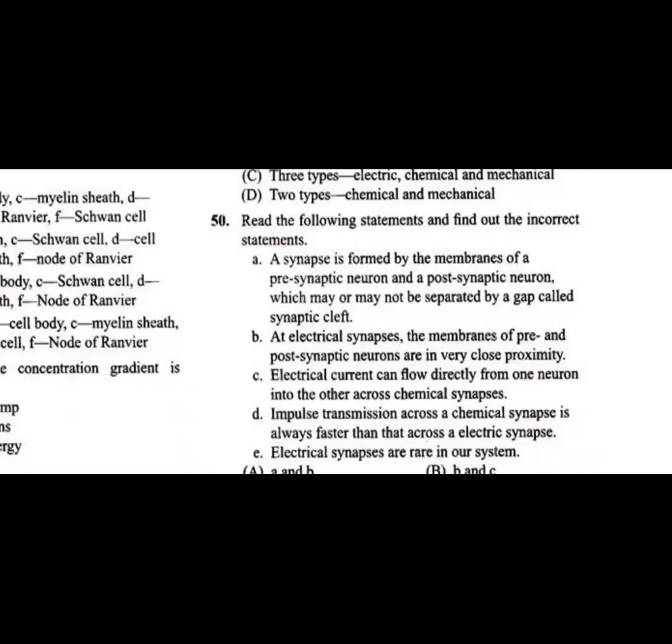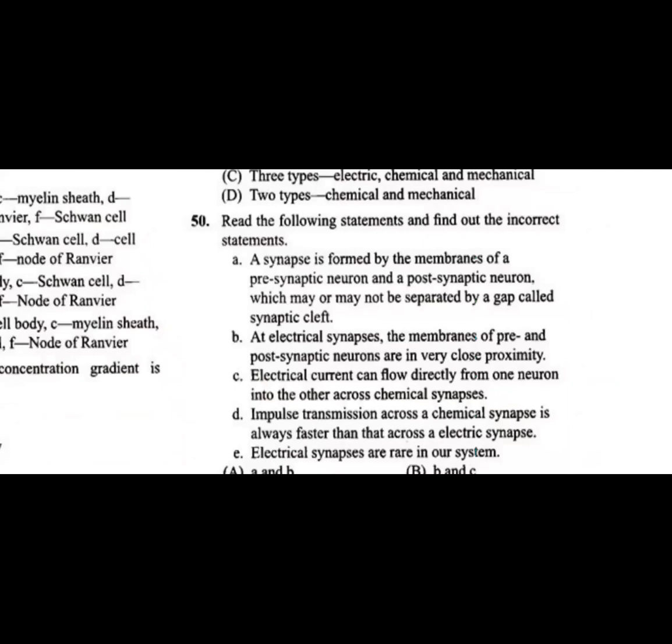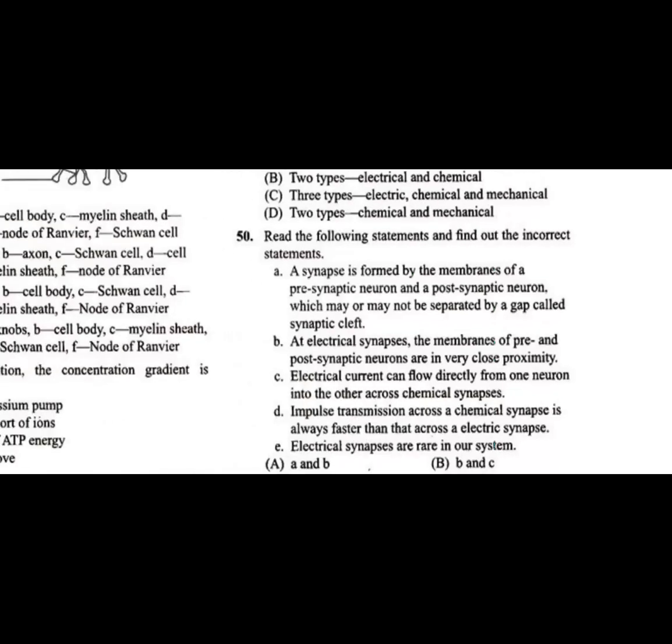Question number 50, read the following statements and find out the incorrect statements, students. First is A. A synapse is formed by the membranes of a presynaptic neuron and postsynaptic neuron, which may or may not be separated by a gap called synaptic cleft. So here you need to find the incorrect statement. So A is a correct statement.